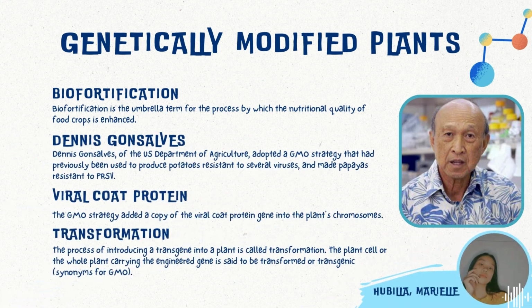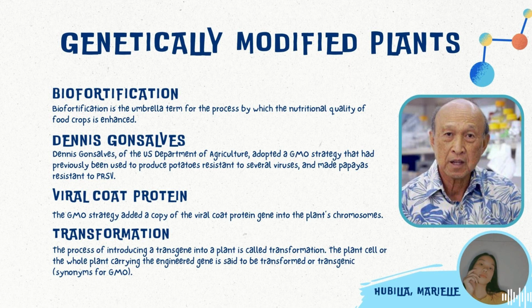Good day, everyone. I am Mariel Hobilia, and I am here to discuss one of the various species that are genetically modified, and one of them is genetically modified plants. Biofortification is the umbrella term for the process by which the nutritional quality of food crops is enhanced. The traditional agricultural breeding approaches for biofortification are time consuming, but they can also enhance the nutritional value of some foods. However, advances in molecular biology are rapidly being exploited to biofortify various crops.